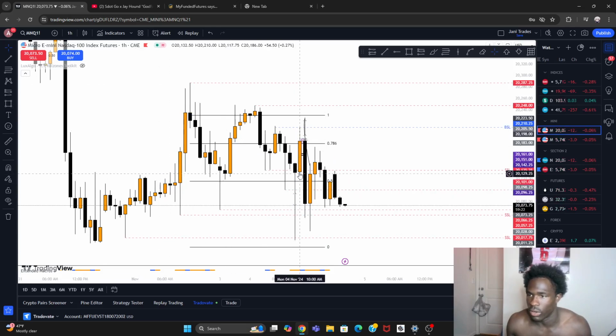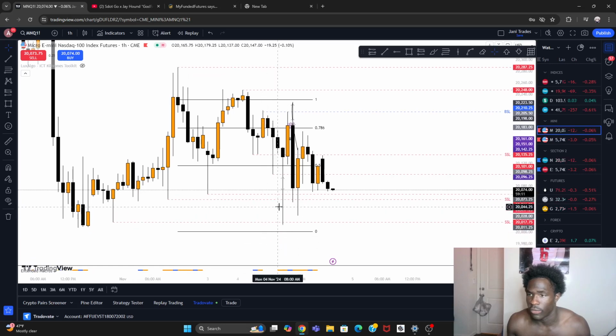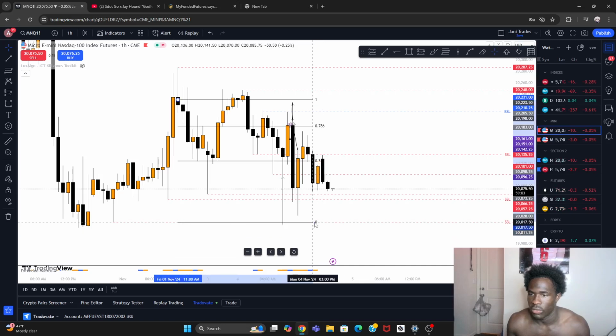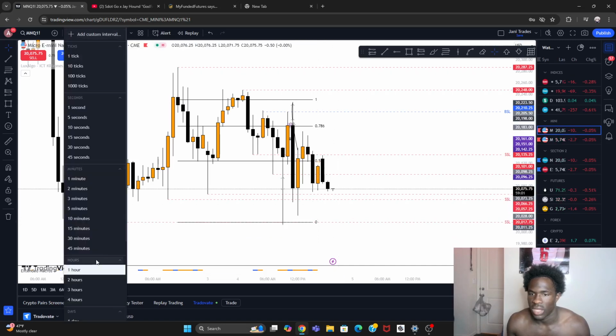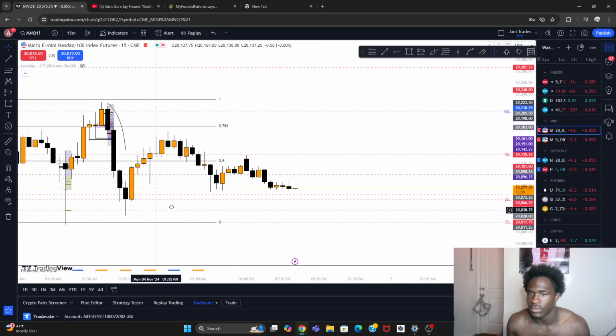I was looking for a move up based on this hourly low on sell side liquidity. I was marking out some lows, sell side liquidity for me to roughly take. I scaled to the 15 minute.